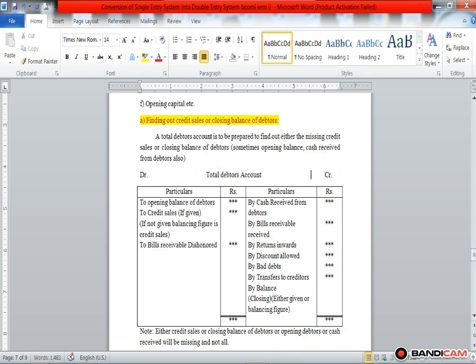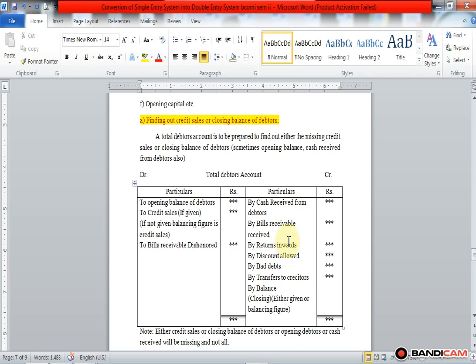Only one item is missing, and that item should be found by preparing a working note, that is the total debtors account. So we find credit sales, or closing balance of debtors, or opening balance of debtors, or cash received by preparing the total debtors account. Sometimes the opening balance is missing, or cash received from debtors is also missing, so we find all these figures with the help of the total debtors account.